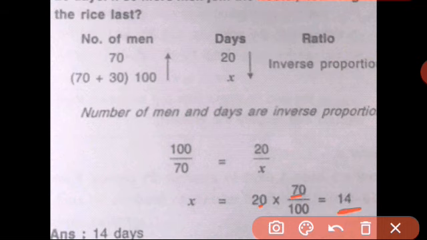So fewer days as the men increase. In case of 70 men, it will last for 20 days. In case of 100 men, it will last for only 14 days. As the number of men is increased, one quantity is increased, then the other quantity will be decreased. So this is the basic concept of inverse proportion.